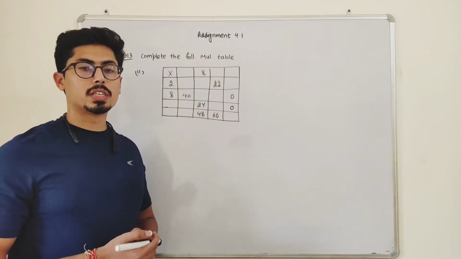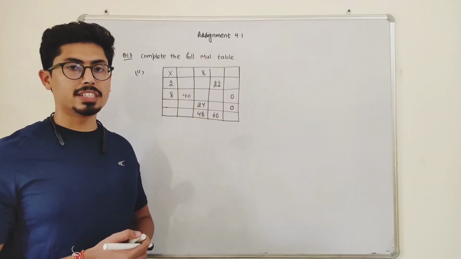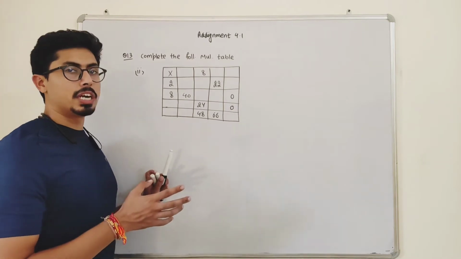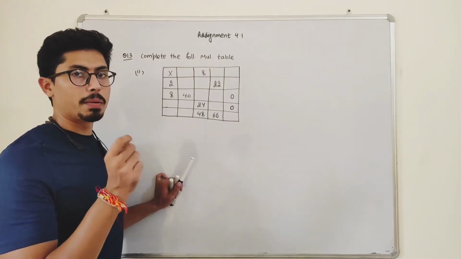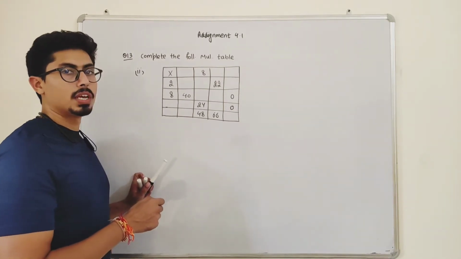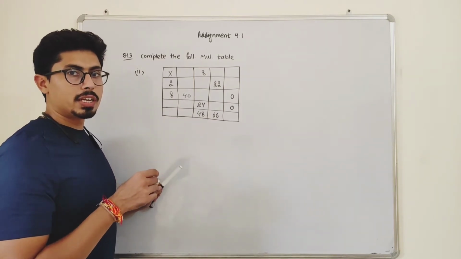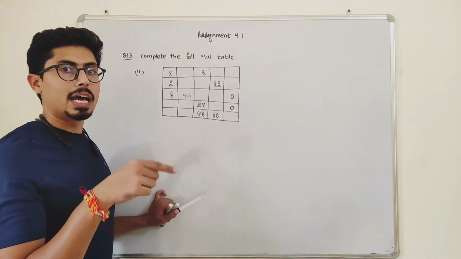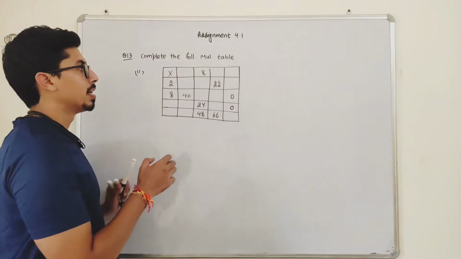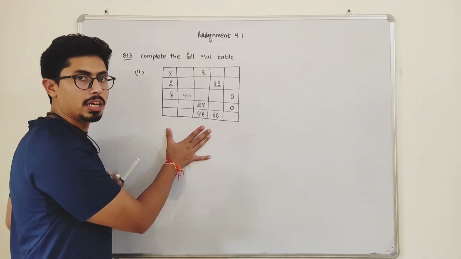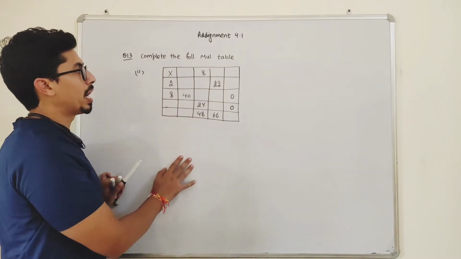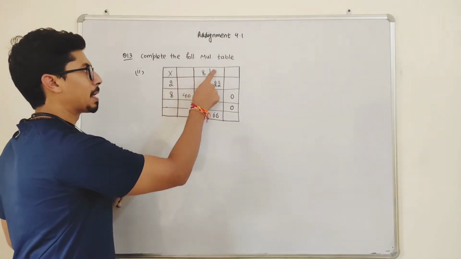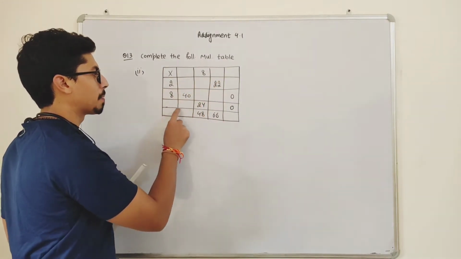Okay, students. Now moving forward to question number 13. In question number 13, we have to complete the following multiplication table. In this question, there are two parts. First of all, I'm going to discuss the second part, then I'm going to discuss the first part. See, this is the given question that is in the book now. So I have to find these blank places.